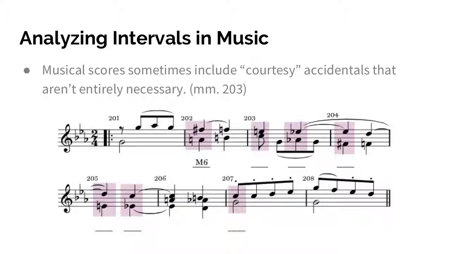Musical scores sometimes include courtesy accidentals that aren't entirely necessary. If you look here in measure 203, one thing you have to notice is always looking at the key signature, so we're in the key of E flat. Here in measure 202, you can see they had an A natural because the composer was going somewhere. Because of the key signature, they don't have to write this A flat here, but they wrote it just so you didn't forget that there's an A flat in the key signature. So we call these courtesy accidentals.